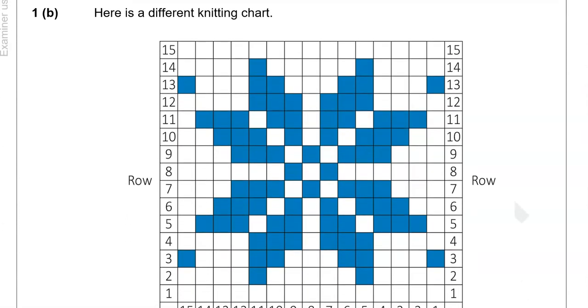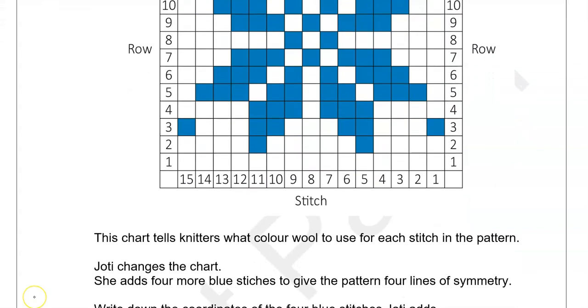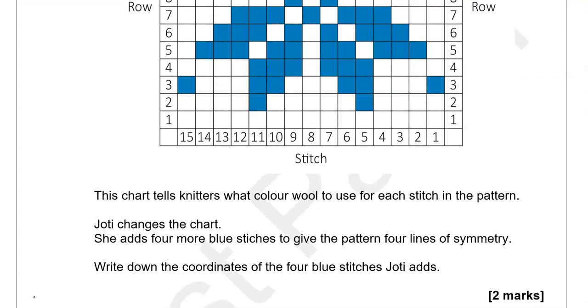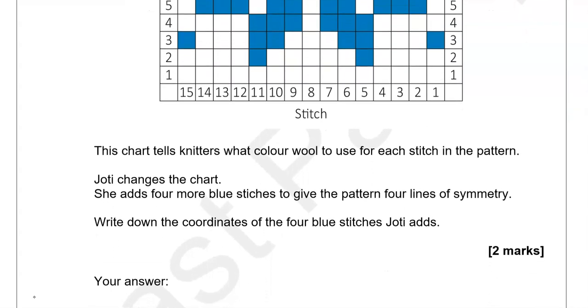Here is a different knitting chart. This chart tells knitters what colour to use for each stitch in the pattern. Jyoti changes the chart. She adds 4 more blue stitches to give the pattern 4 lines of symmetry. Write down the coordinates of the 4 blue stitches Jyoti adds.